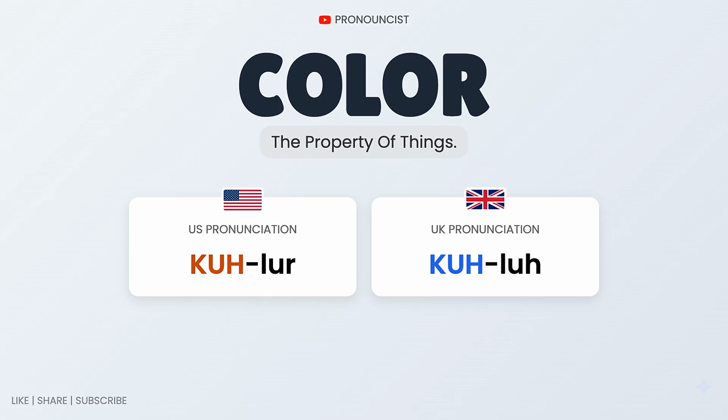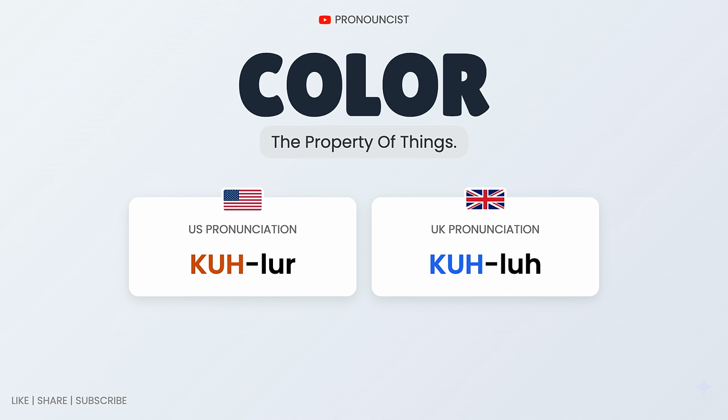Now, read the syllables of British pronunciation shown on the screen naturally. K, l, colour. In US, say color. In UK, use colour with a softer ending. Color, colour.